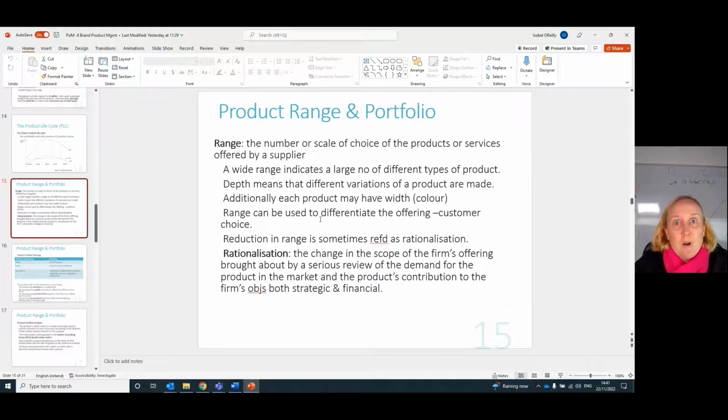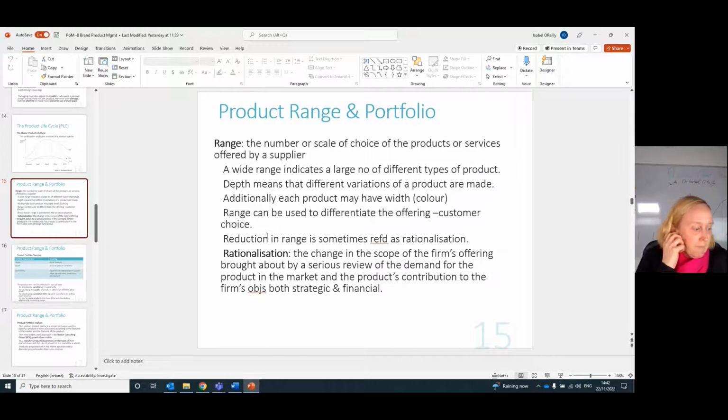So essentially the same product, but slight tweaking. Additionally, each product may have width. Sorry, the color is in the width as well. So within each product. So not to be confused with the wide range. So we're getting into multiple dimensions in that case. And so the range can be used to differentiate the offering.